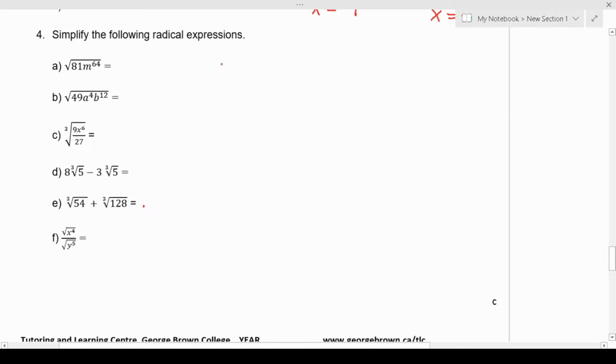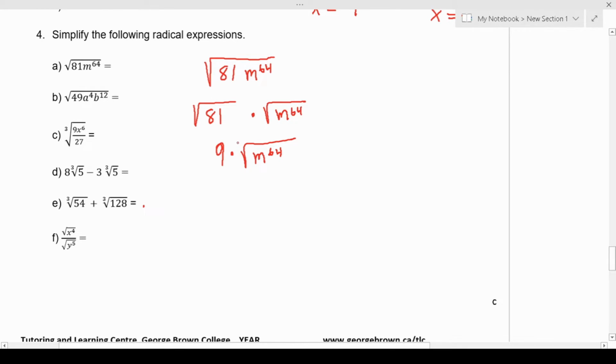All right, so let's combine our knowledge of everything we've discussed in this video to simplify these more complicated radical expressions. So for a, you can see we have the square root of 81m to the 64. All right, according to the first law of radicals, we can break this down like this. This will become the square root of 81 times the square root of m to the 64. We should realize right away that the square root of 81 is 9. So this is 9 times the square root of m to the 64.